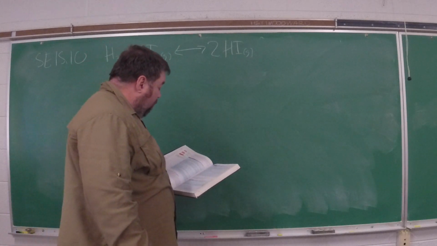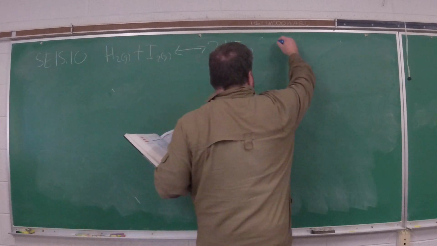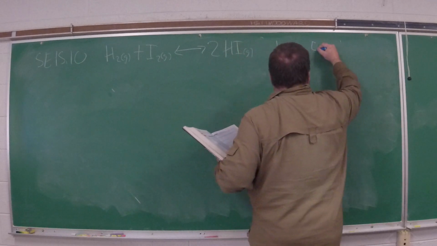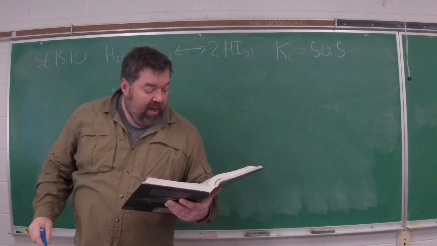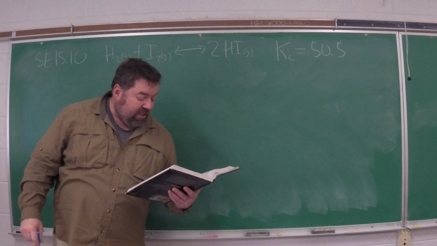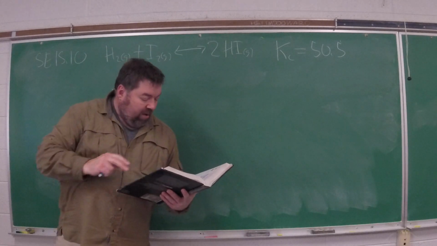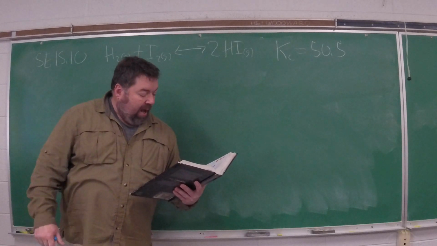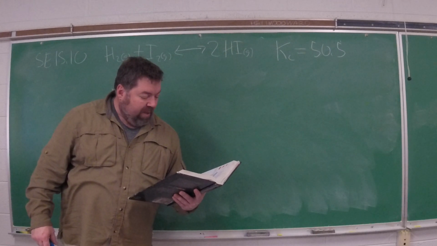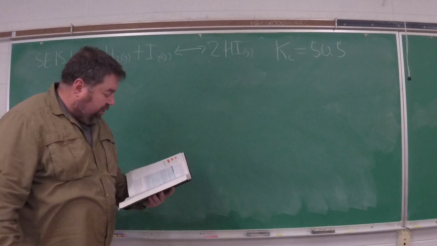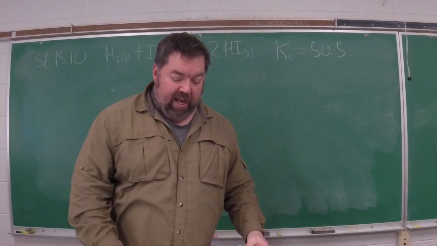It tells us at 448 degrees Celsius, the equilibrium constant Kc for this reaction is 50.5. And then it says predict in which direction the reaction proceeds to reach equilibrium if we start, why do they always do this? If we start with 2.0 times 10 to the minus 2 moles of HI, 1.0 times 10 to the minus 2 moles of H2, and 3.0 times 10 to the minus 2 moles of I2 in a 2-liter container.